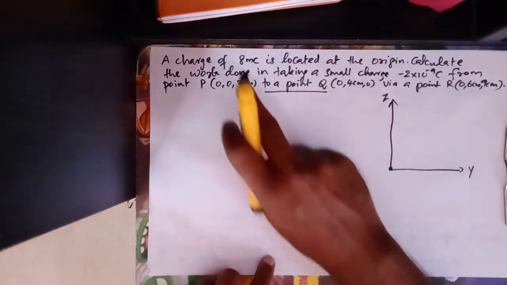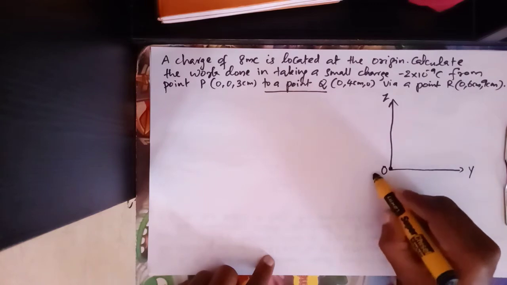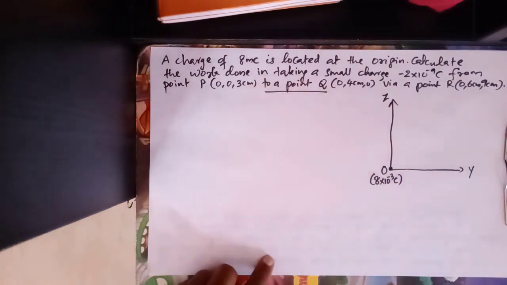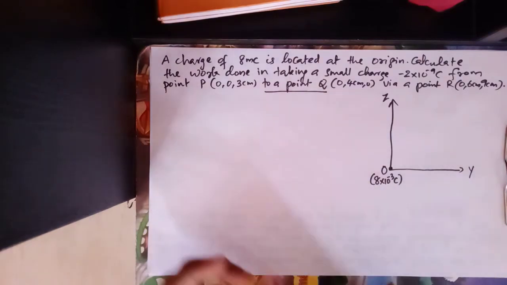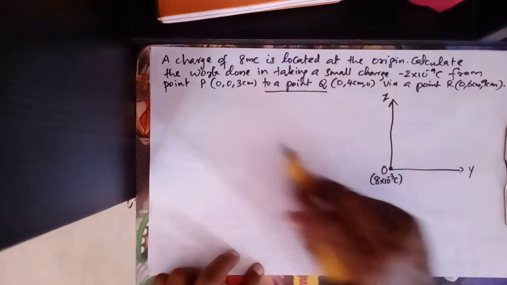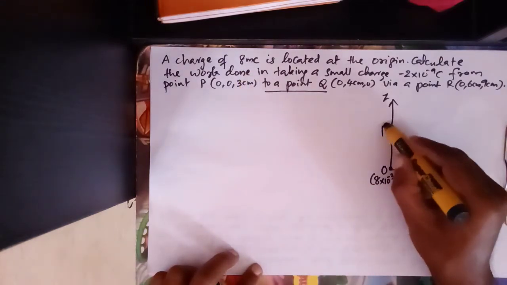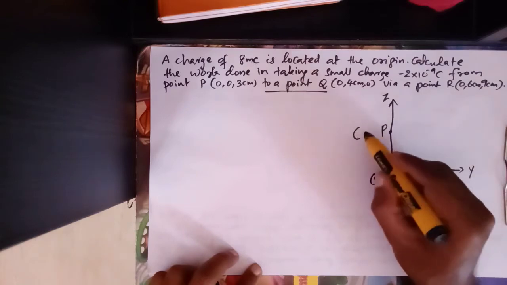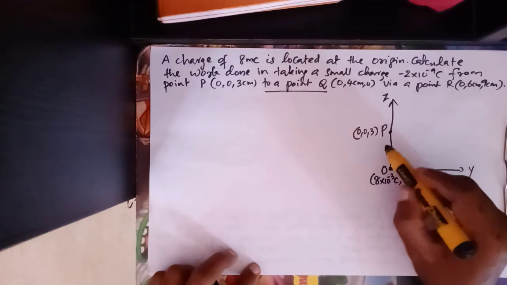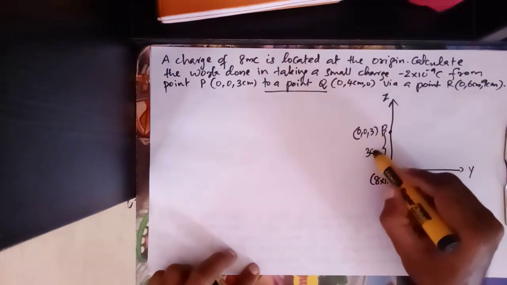At the origin we have a charge of 8 millicoulomb. So here I mark the origin O. What's the charge here? 8 into 10 raised to minus 3 coulomb, here at the origin. Now where is the point P? The point P is at 0, 0, 3 centimeters, so it is on the Z axis. So let us choose the point P here. This is point P. So we can say this distance will be equal to 3 centimeters.